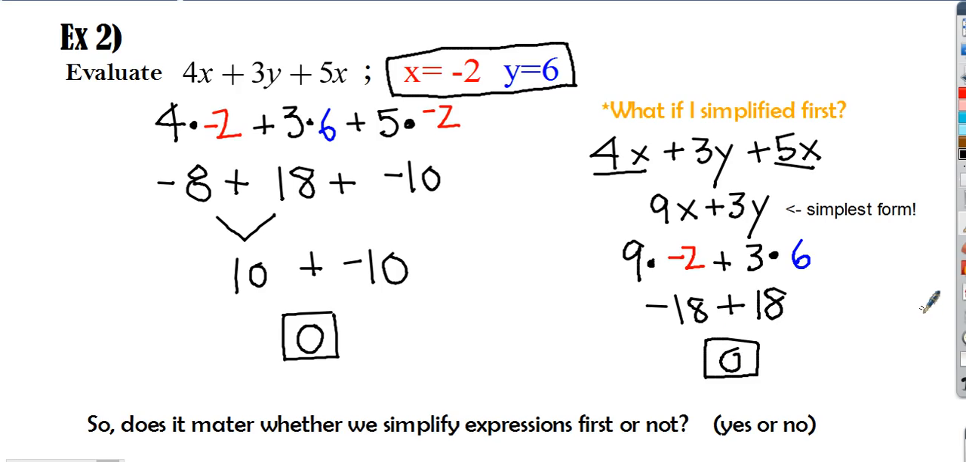So again, it doesn't matter whether we simplify expressions first or not. Doesn't matter? Nope. Doesn't matter. Still going to get the same answer.